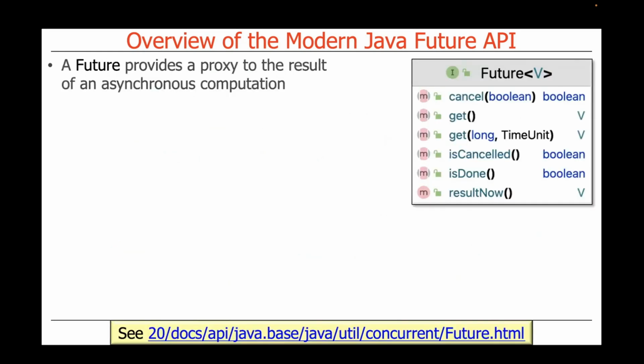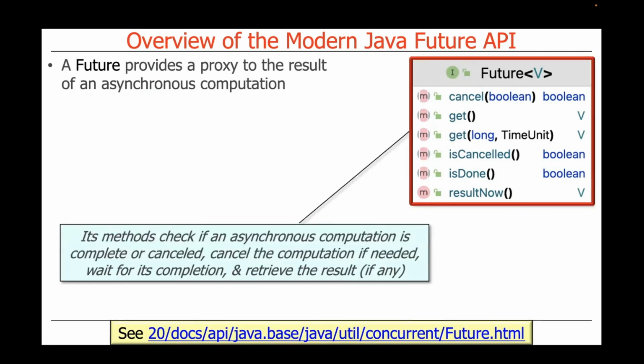So a future provides a proxy to the result of an asynchronous computation. We've talked about that before. In particular, it defines a bunch of methods, and those methods do things like check to see if an asynchronous computation is complete or if it's canceled. If the computation needs to be canceled, there's an interface method that can cancel the computation. You can also wait for the computation, and you can also retrieve the result, if any, through waiting for the computation. And we'll see there's a couple of different ways to wait, one of which involves blocking, and the other of which involves either polling or timed waiting.